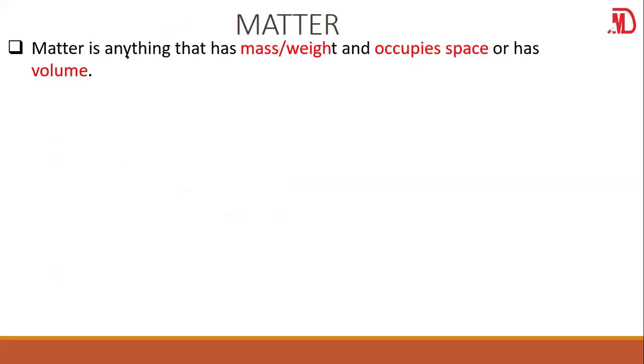Matter is anything that has mass or weight and occupies space or has volume. So if you have matter, it must have mass or weight, and it must occupy space, or it must have volume. That is matter. So if you're defining matter and you don't bring some of these terminologies, then something is missing in your definition. So take note: mass or weight, and then must occupy space, or must have volume.